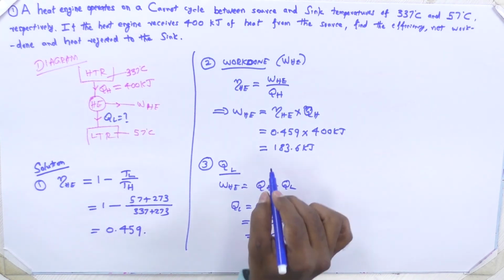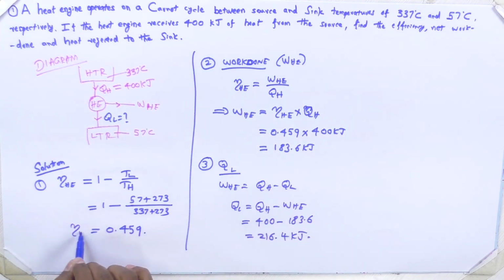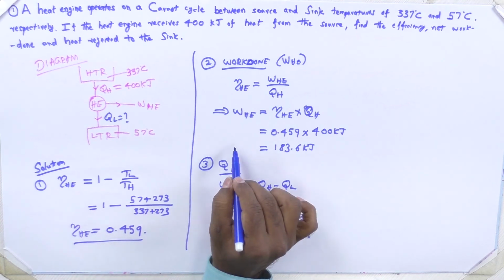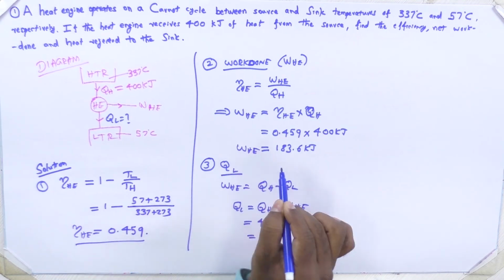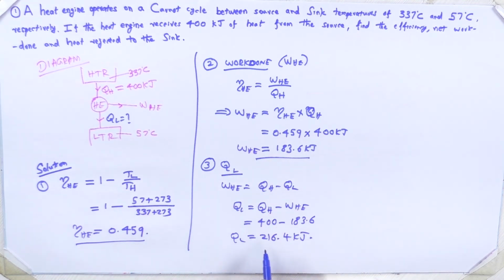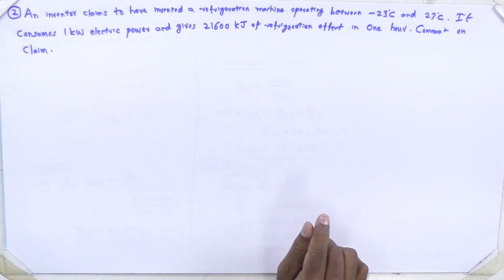So these are the 3 answers we are getting. Eta HE is given by this value, WHE is given by this value, and QL is given by this value. So this is the solution for this problem. Now let us go to the second problem. Okay, let us start problem number 2.